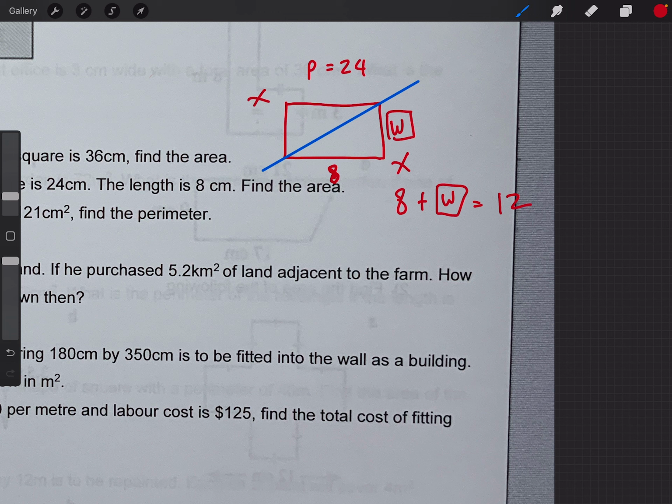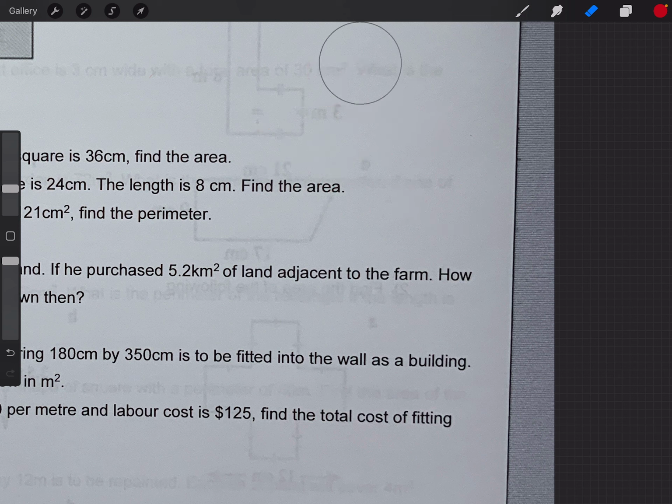is the other half. Okay, so I just cut the perimeter in half, and I say, okay, well, 8 plus what gives me 12? This must be 4, and that's 4. So we have 4, 8, and 4. There you go. Now we can find the area. To find the area, we do the length times the width, which is 8 times 4, that's 32.